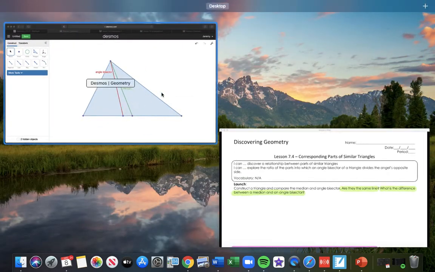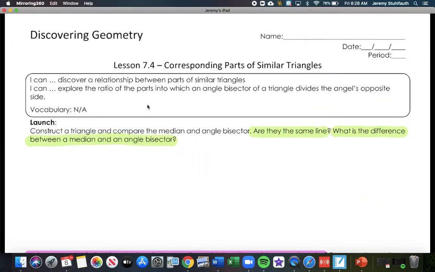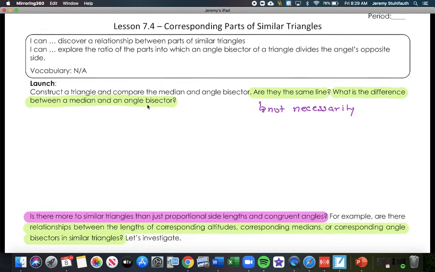So I've gone ahead and created a triangle in Desmos, with the angle bisector and median. The angle bisector is red, the median is green. As you can see, the two segments are not the same. The angle bisector is not the same line as the median. So are they the same line? We're going to say not necessarily. There might be instances when they could be the same line, but in this triangle they are not.